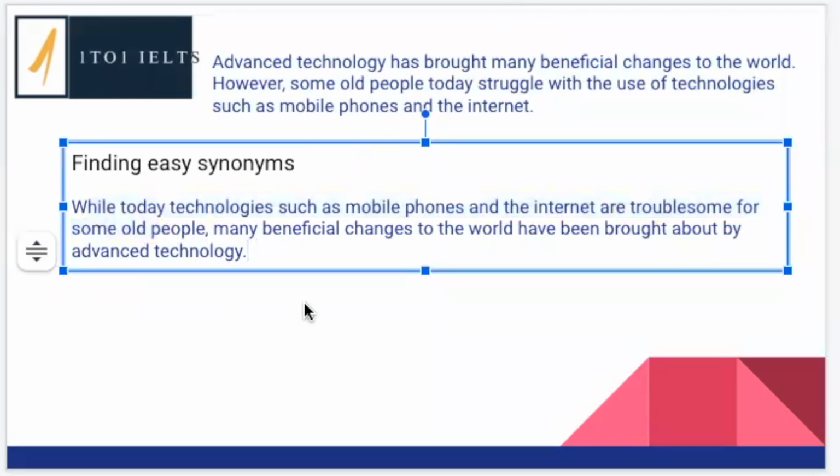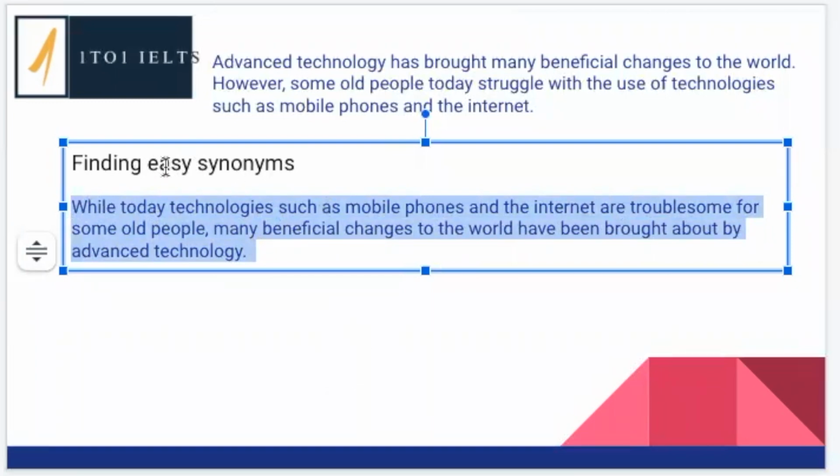And we haven't even looked at synonyms yet. Most students, when they're asked to paraphrase, just go here and ask, what is a synonym for the word advanced? What is a synonym for the word technology? What is a synonym for the word brought? This ends up creating really awkward paraphrases. At the moment, if we just left this as it is, it's a good paraphrase.